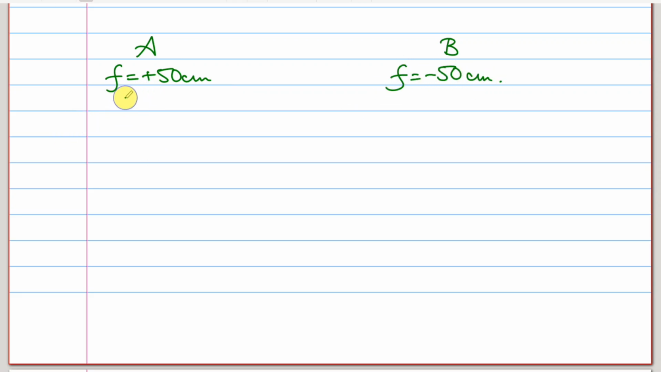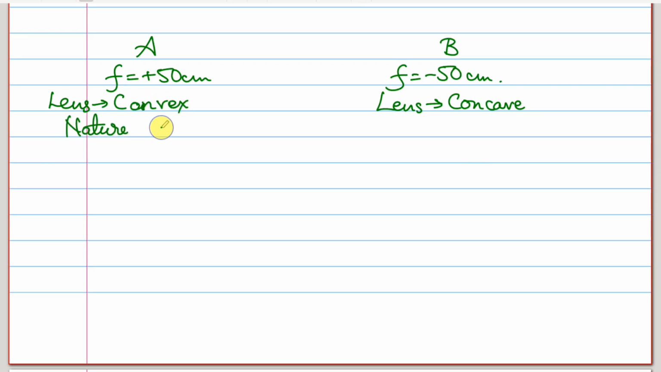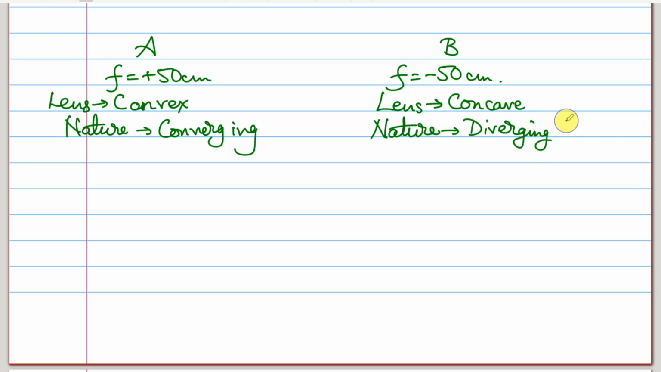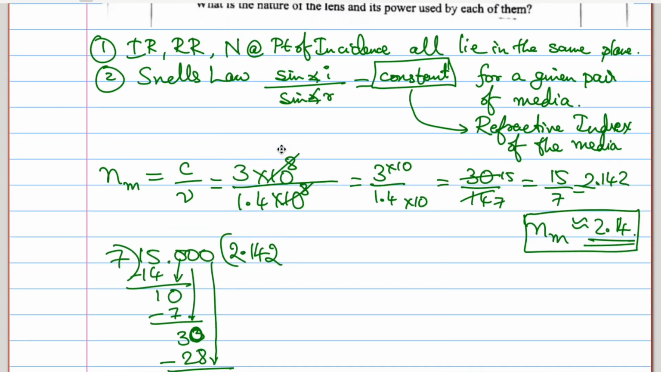Because focal length is positive, that means the lens is convex lens. Convex lens has positive focal length. Concave lens has negative focal length. Lastly, we need its nature. Nature of convex lens is converging. It is a converging lens. Nature of the lens in the second case for student B will be diverging lens. So we have written the name and the nature of the lens.